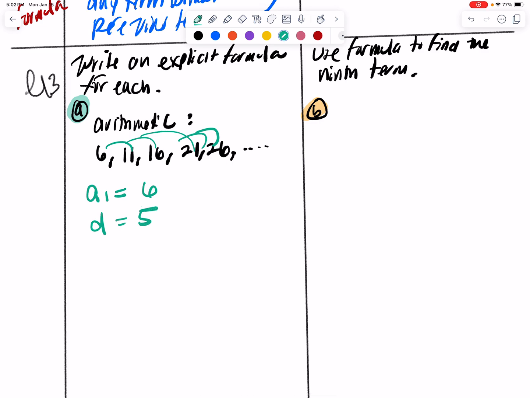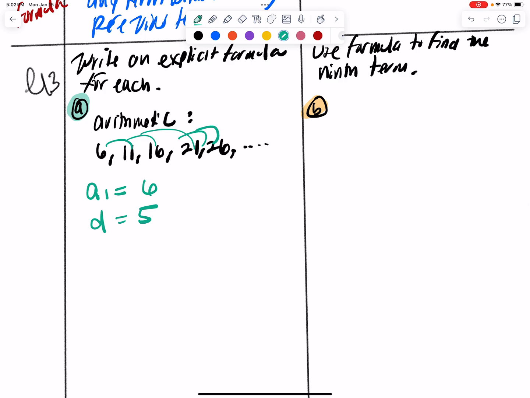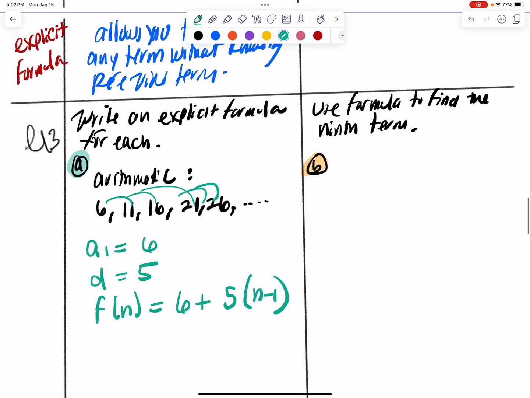Okay. So to write that, I'm going to do f of n equals A1, which is 6, plus the difference, which is 5, parentheses n minus 1, for the explicit formula.